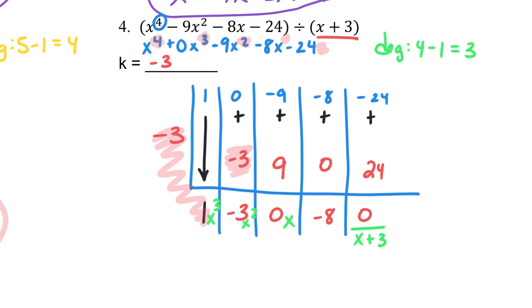In this case, I have 2 terms that I am not going to be using as part of my final answer. I will use my 1x cubed, my negative 3x squared, and my negative 8. The 0x term and the remainder do not need to be used because those have coefficients of 0. So my answer is going to be written as x cubed minus 3x squared minus 8.